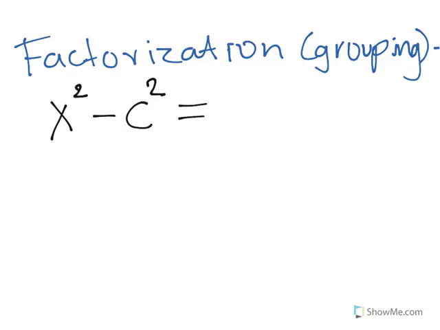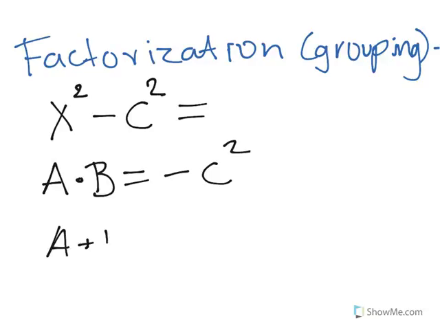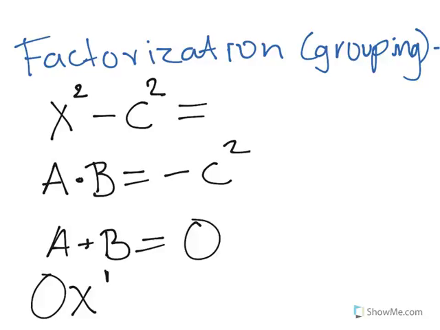If you do it by grouping, you might remember that you have some a times some b, and you want that to give you your constant term, in this case negative c squared. And then you have a plus b, and you want this to give you the term with degree of 1, which would be x. In this case, it's 0. So find an a and a b that give you this result. And so a must be negative c and b must be c, or vice versa, it doesn't really matter.